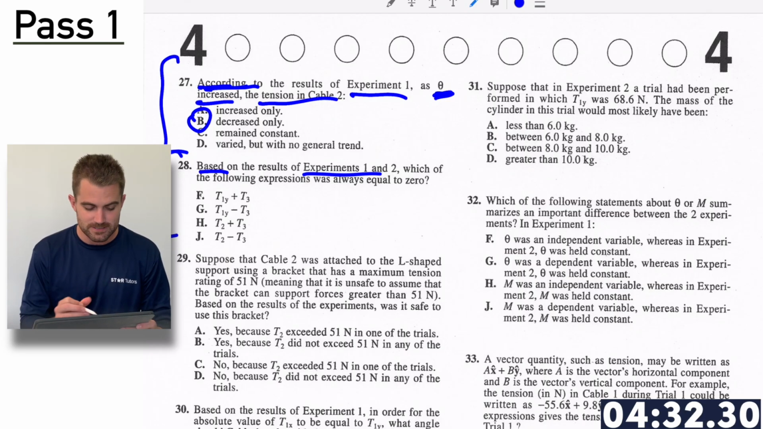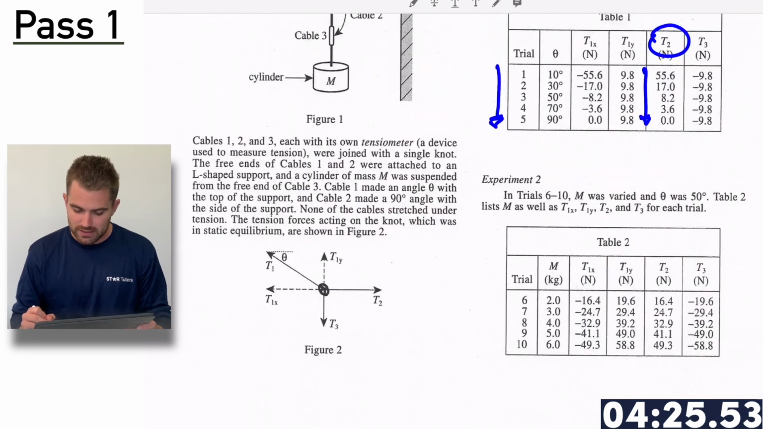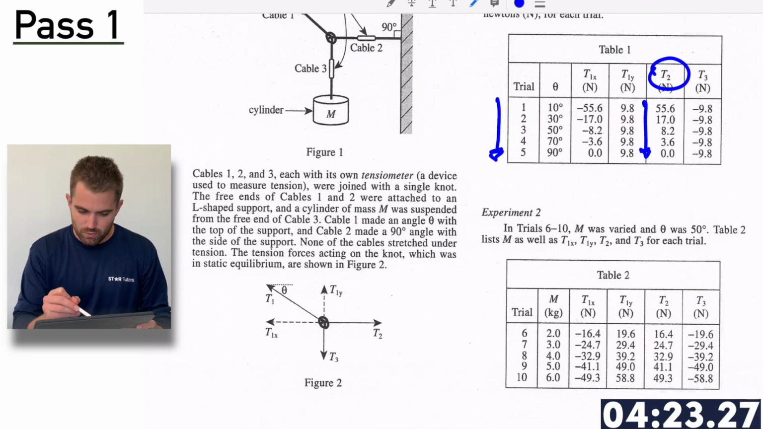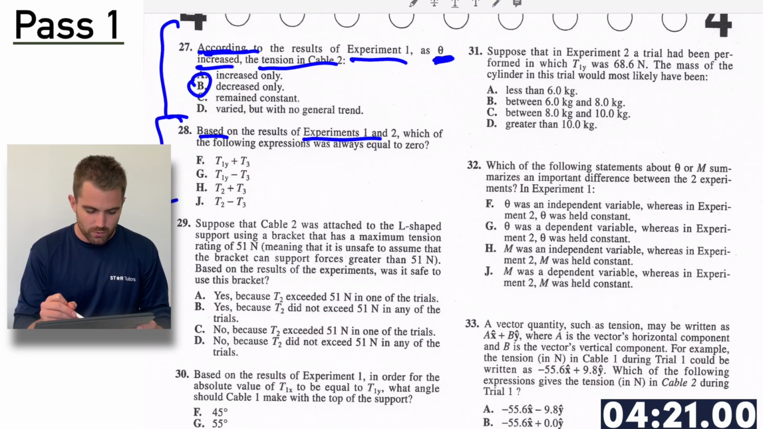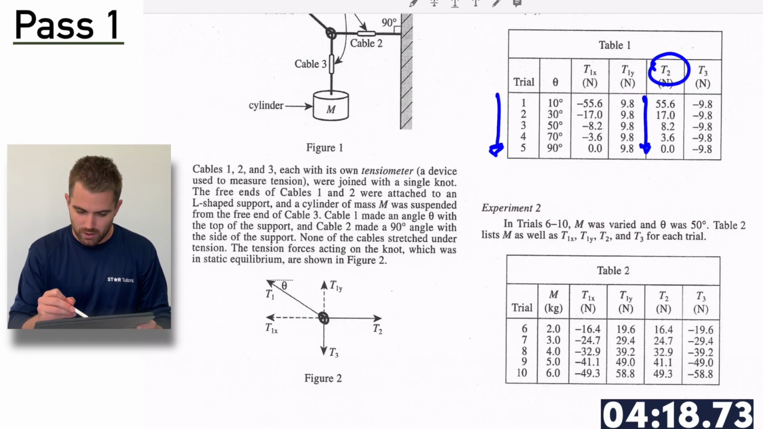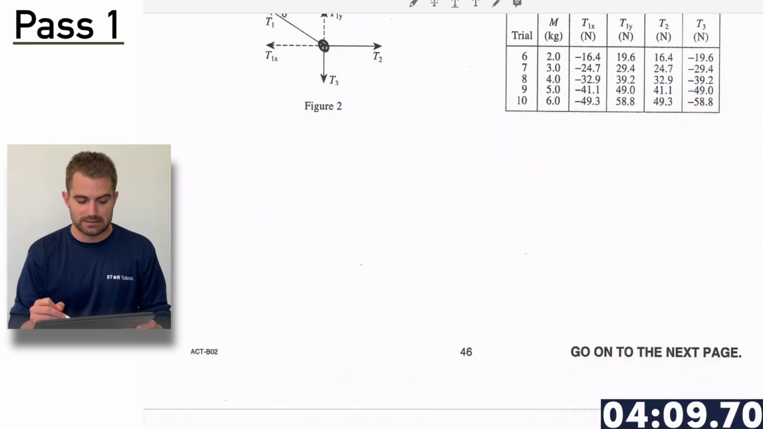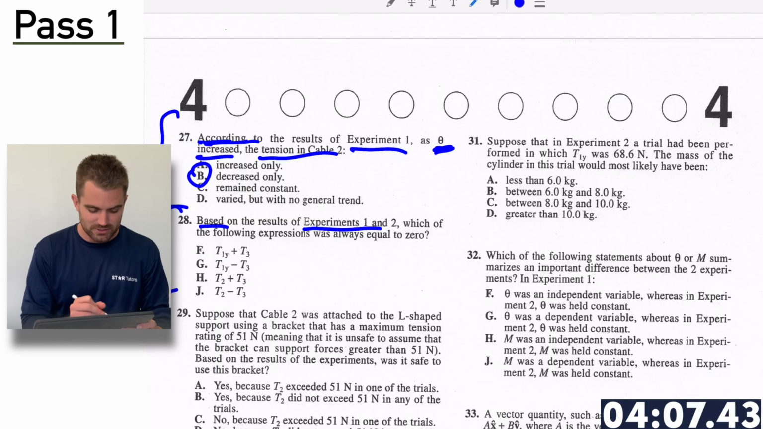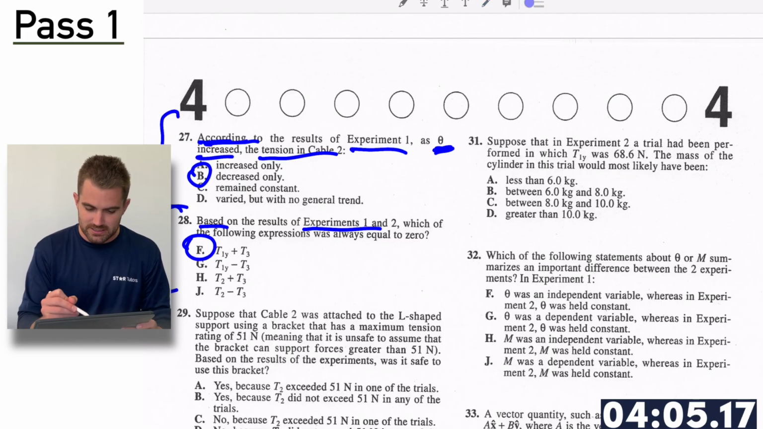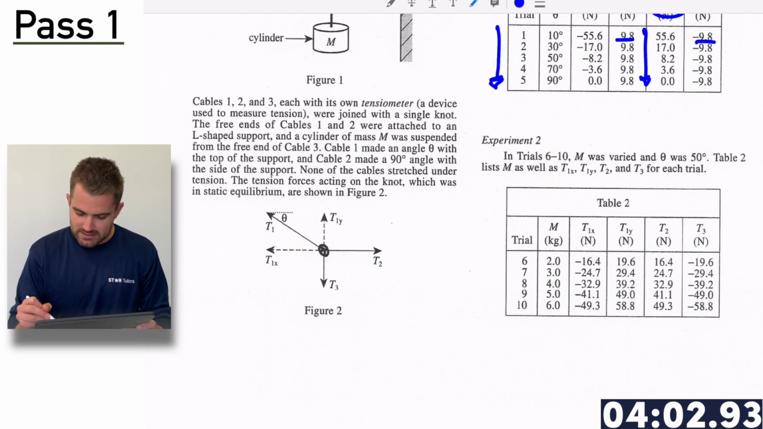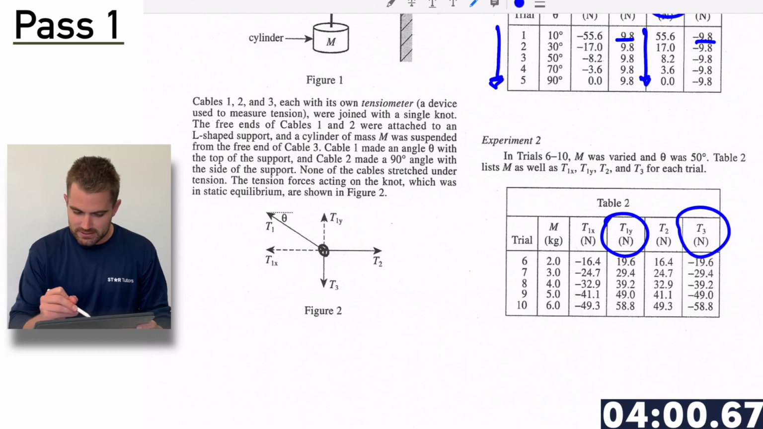Those are hard questions. Based on the results of experiment 1 and 2, which of the following expressions was always equal to 0? Well, if we look at 1 and 2, and we know that we're just looking at these, the first one was T1y plus T3. So T1y plus T3, that looks like it's consistent all the way down. T1y plus, guys, right away, I just lucked out. I was gonna eliminate that answer, but I'm 99% sure that this is F, because as you guys look at this, T1y is here, and I'm gonna mark up my page as much as possible.